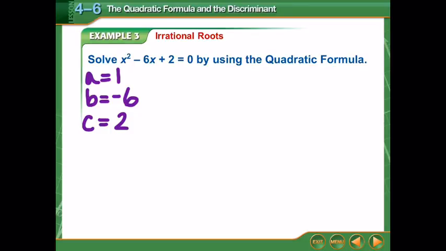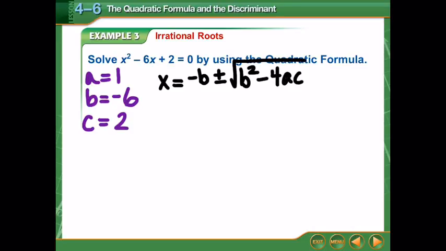And I realize it's going to get old hearing this over and over again. It does get old writing it over and over again, but eventually you'll have it memorized. X equals negative b plus or minus the square root of b squared minus 4ac all over 2a.